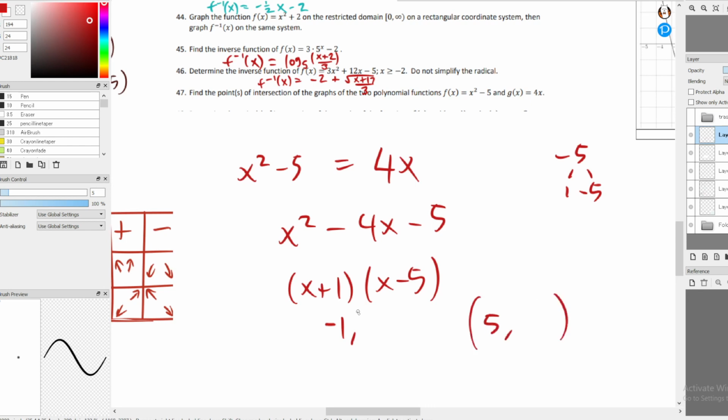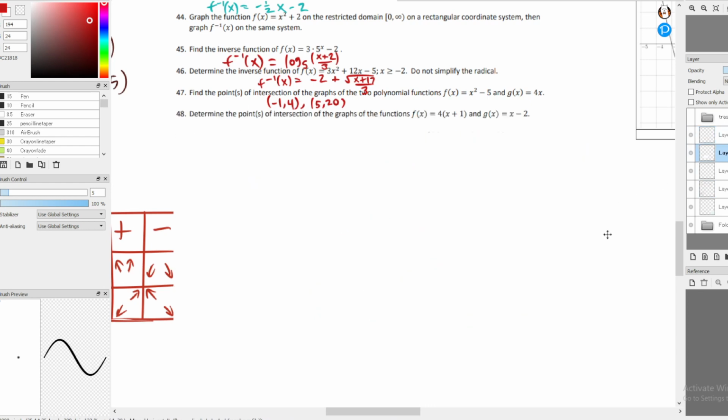But now we need to find the y, so we'll just plug these into one of the functions. I'm going to choose this one because it looks simpler. Negative 1 times 4 is negative 4, and 5 times 4 is 20. So our intersection points are going to be negative 1, negative 4, and also 5, 20, and that is the answer for 47.